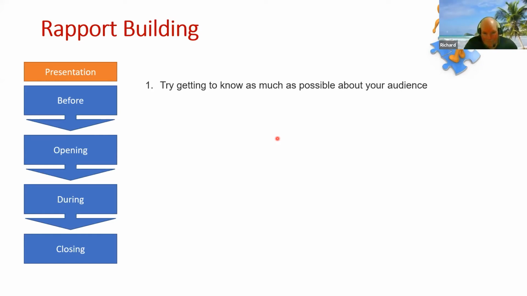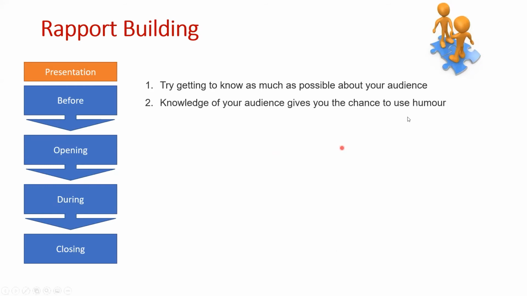Number 1. Try getting to know as much as possible about your audience. Now please let me know if there's any grammar mistakes as well. Here we go. Try. Just read it, yep. Okay. Knowledge of your audience gives you the chance to use humor. Right, now you can choose someone else on the list and they have to read, okay?